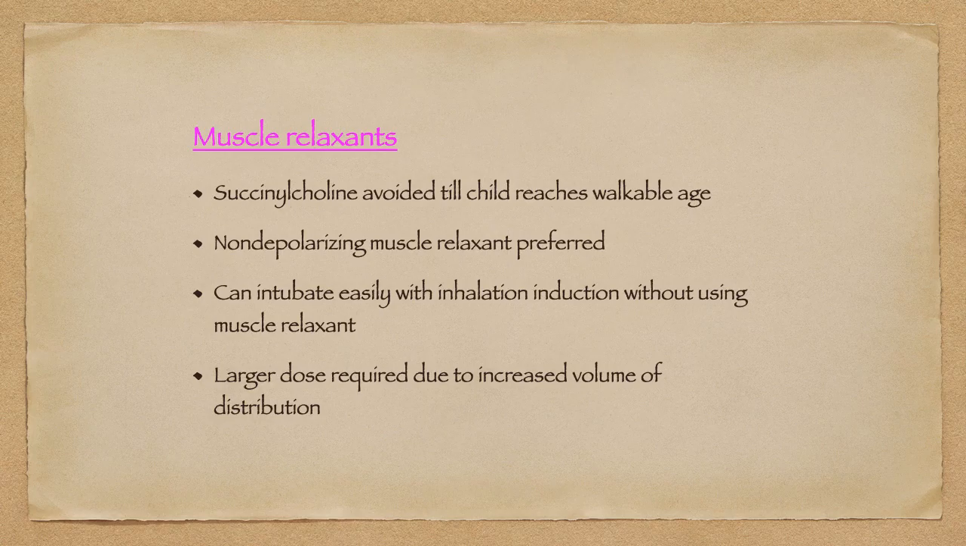Muscle relaxation. What happens to muscle relaxation? Succinylcholine should be avoided till the child reaches walkable age. Okay, because succinylcholine acts on acetylcholine receptors. Actually, in children the receptor will be changed. It means that in children the receptor is not the same as what the adult is having.